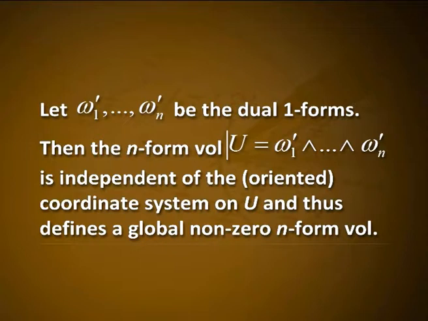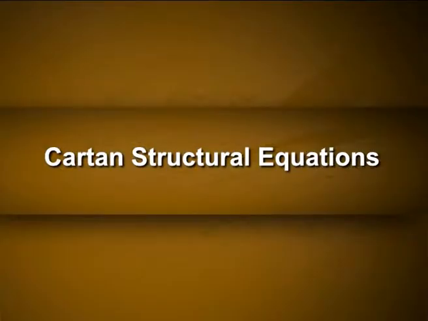Let ω1', ..., ωn' be the dual one forms. Then the n-form volume at U, equal to ω1' ∧ ... ∧ ωn', is independent of the oriented coordinate system on U and thus defines a global non-zero n-form, the volume. Cartan structural equations.